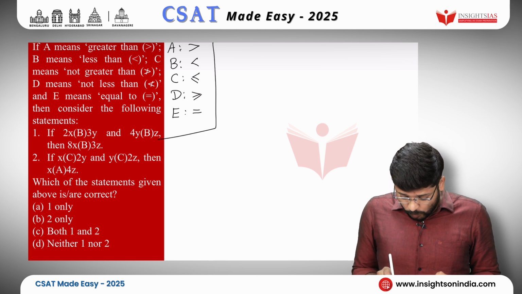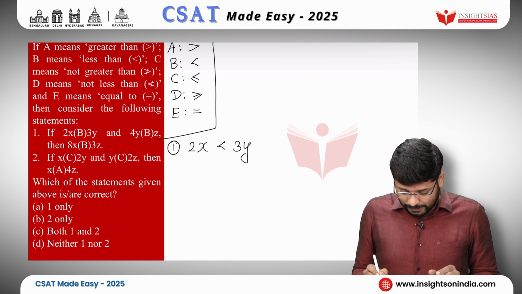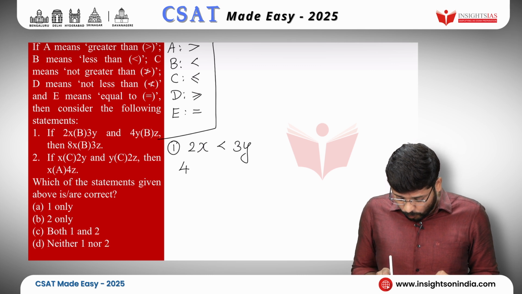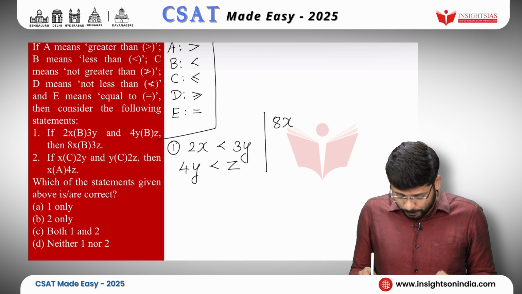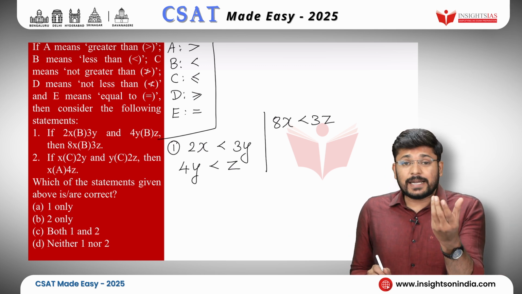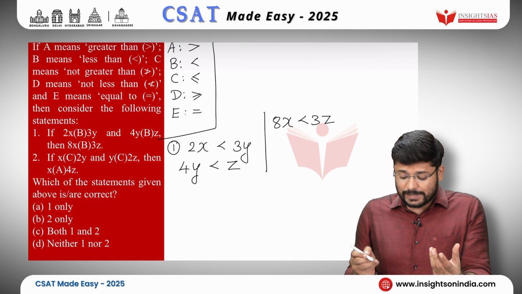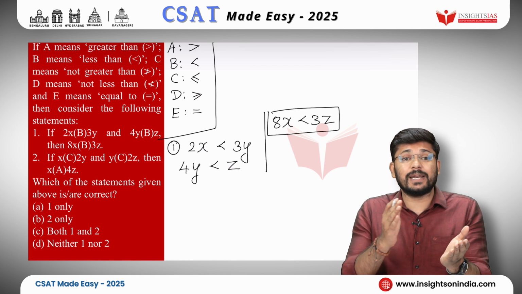Now we look at the statements. What does the first statement say? It says 2x B 3y. What is B? It is less than. Okay. And what is the other statement? It is 4y B z, that is less than z. And what is the condition that is to be evaluated? That is 8x B, that is less than 3z. We need to identify the given conditions. 2x less than 3y and 4y less than z, they are between x and y and z. However, the conclusion to be evaluated is in between x and z.